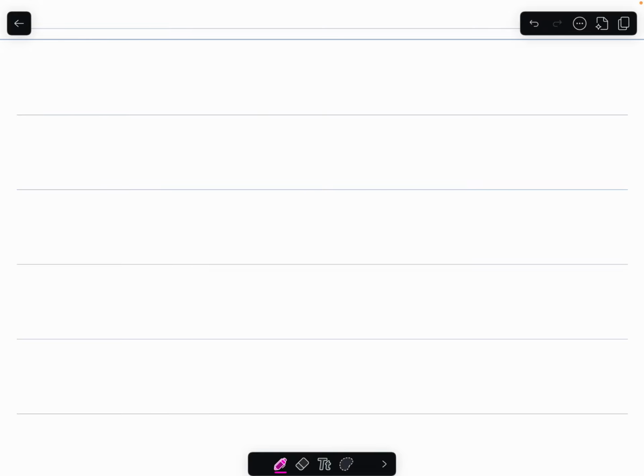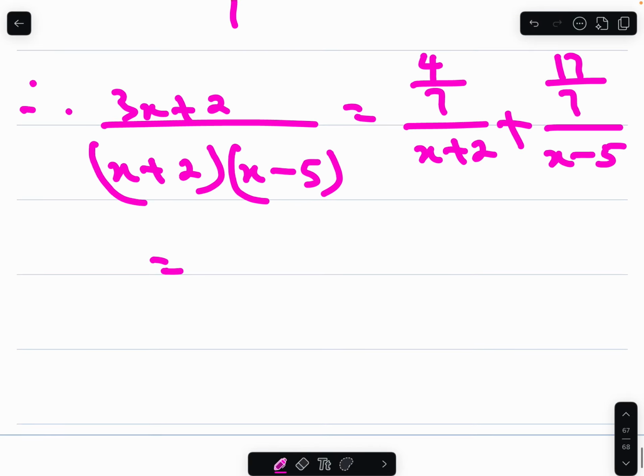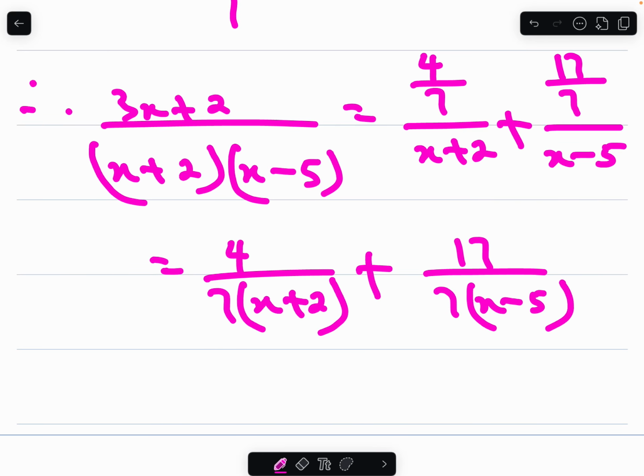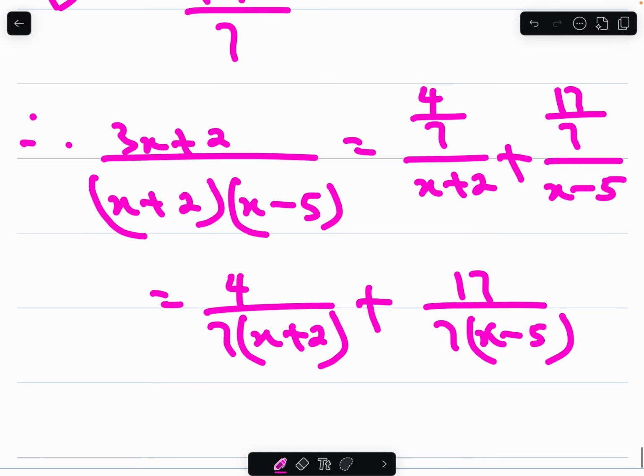So that simply means 4 over 7 into bracket x plus 2 plus, this is also the same as 17 over 7 into bracket x minus 5. And that's the answer very, very simply.